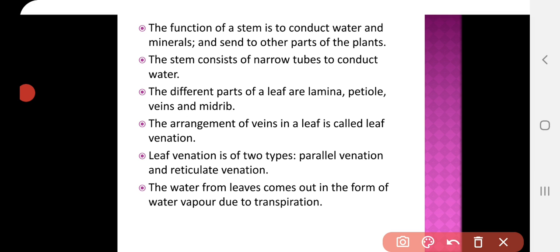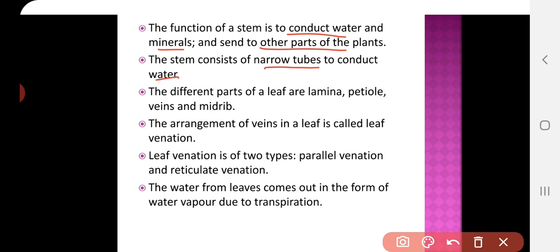The function of the stem is to conduct water and minerals and send them to other parts of the plant. The role of the stem is to get the water from the root and pass it to the other parts of the plant. The stem consists of narrow tubes to conduct water. For passing the water, they have narrow tubes like the water pipes in our home.